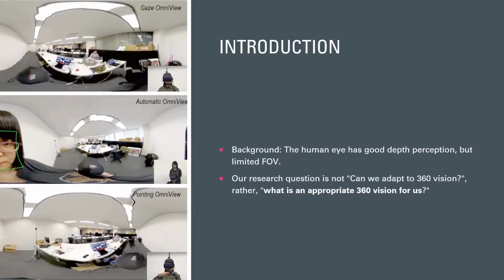As we all know, the human eye has good depth perception but a limited field of view, which is around 180 degrees. Therefore, it's impossible for us to perceive the world like an animal with monocular vision. But these days, there are ways to augment human vision using devices like a 360 camera.